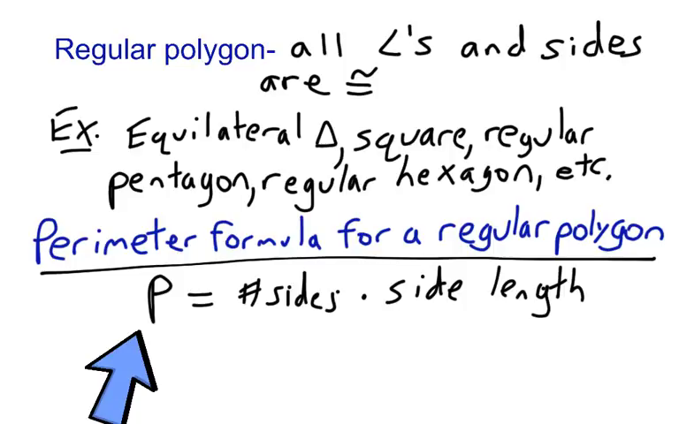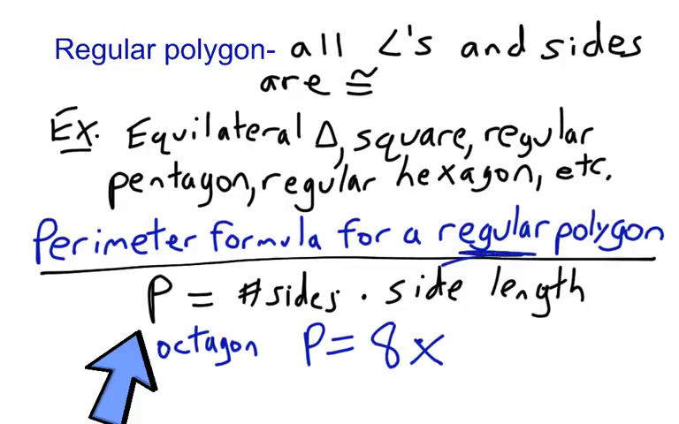Alright. So, for instance, if we had an octagon, how many sides does an octagon have? Well, an octagon has 8 sides, so our perimeter would just be 8 times whatever our side length is. We could say x. So if your side length was 5, 8 times 5, you would have a perimeter of 40. If your side length was 10, 8 times 10, your perimeter would be 80. And it's really that simple. But that only works if they are regular.